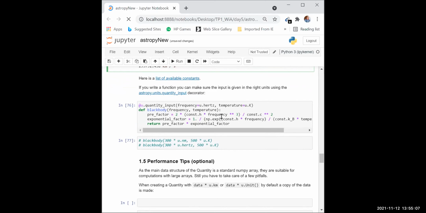Okay, so similarly, you can write a function that makes sure the inputs given are in the right units using Astropy quantities input. For example, you have this code here. For black body radiation, we have this frequency and temperature. They are in hertz and temperature in Kelvin. You specify it here, and then you feed it into this function which we are defining, black body.